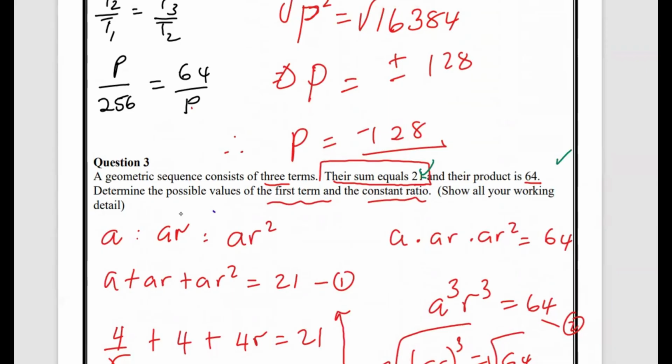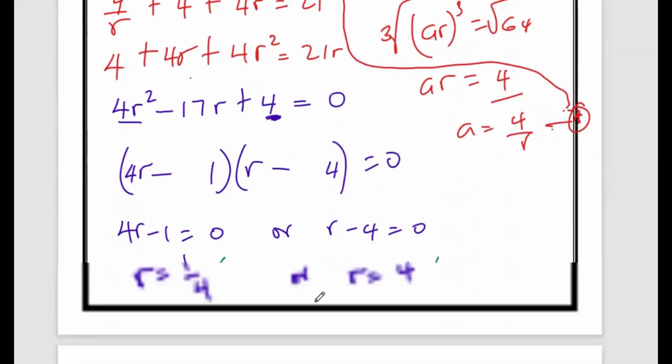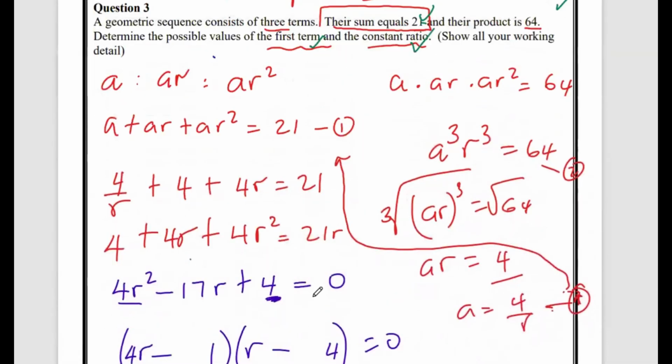Let's go back to the question: determine the possible values of the first term and the constant ratio. So we found all of that. So guys, that is that.